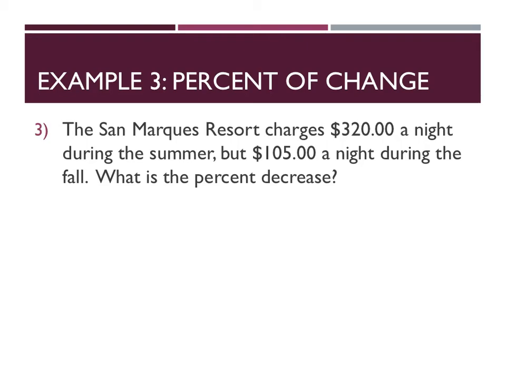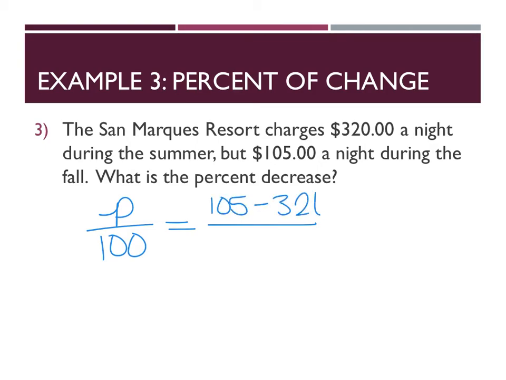And our last example here, we have the San Marquis Resort charges $320 a night during the summer, but $105 a night during the fall. What is the percent decrease? So we're going to be looking for a percent over 100 equals, and we need to figure out this amount. So remember, it's going to be your 105 minus 320 over 320.